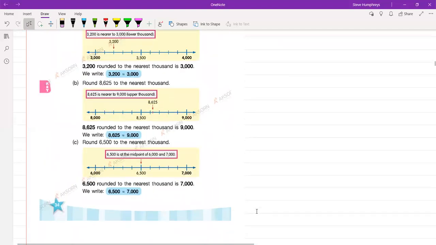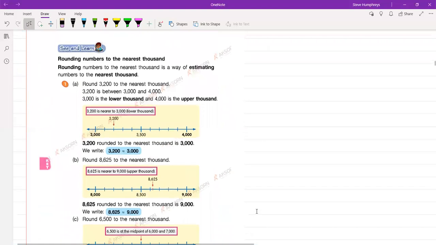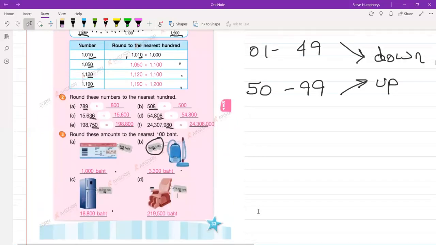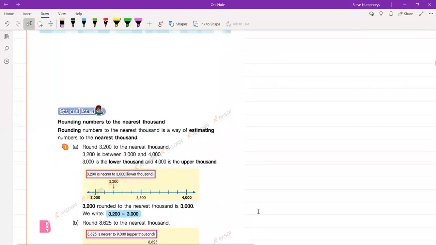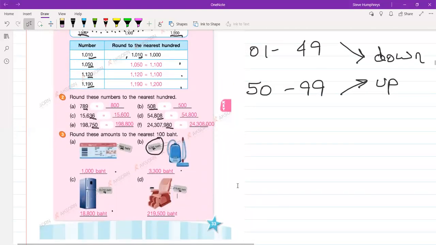Let's have a look. More examples on page 34 with the number line. Oh no, we're going to stop there. We're going to stop at page 33. Okay. Because next lesson will be rounding to the nearest 1,000. Okay, so we'll stop now on page 33.